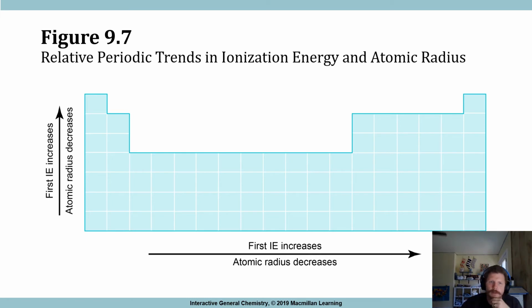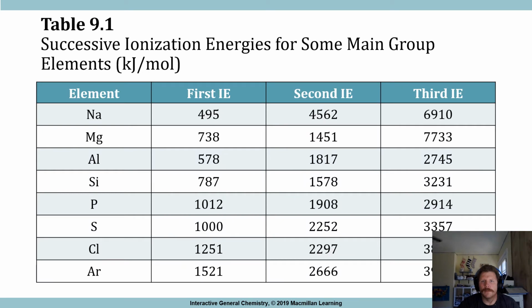Here's your trend. First ionization energy increases starting from here going up. Atomic radius decreases from here going up. First ionization energy increases from here going to the right. Atomic radius decreases from here going to the right. So you see inverted trends there. As ionization energy increases, the atomic radius decreases. That's it.